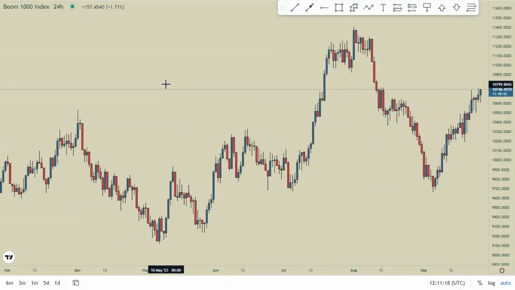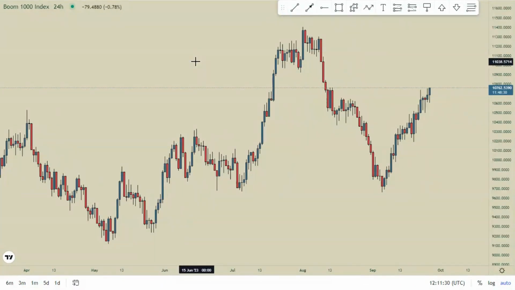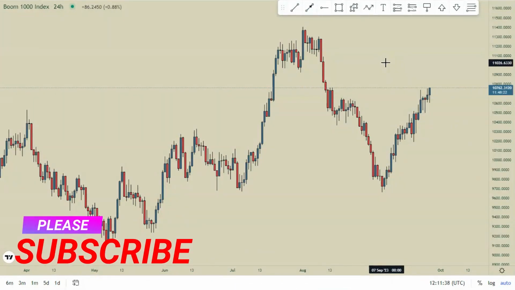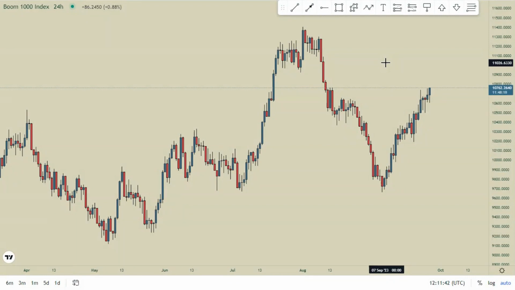We're on Boom 1000 for this example, but you're going to find that the knowledge here is going to be helpful even on other synthetic indices. This is what I've realized about these assets: they tend to trend in a given direction for long. If at all they are consolidating, they consolidate for quite long, and when they are to trend, they trend for quite long. So, what does that mean?